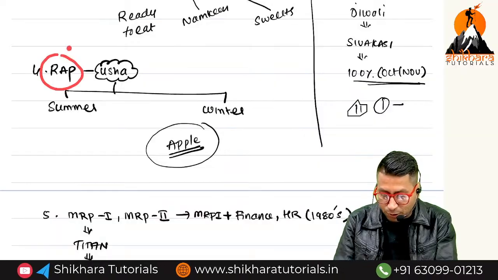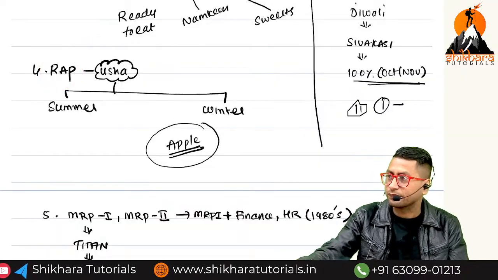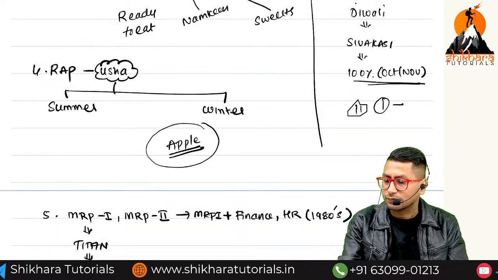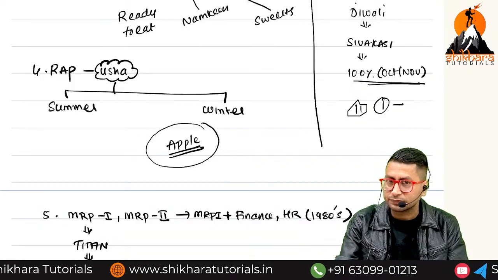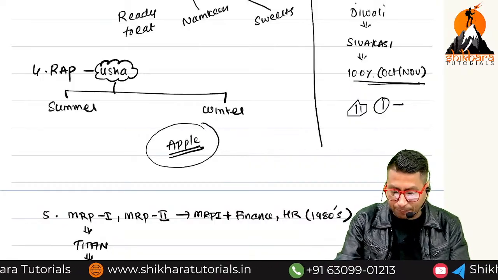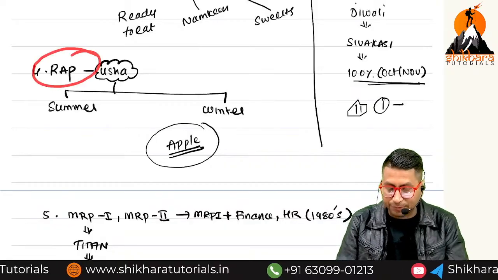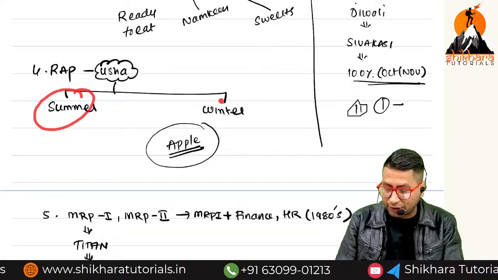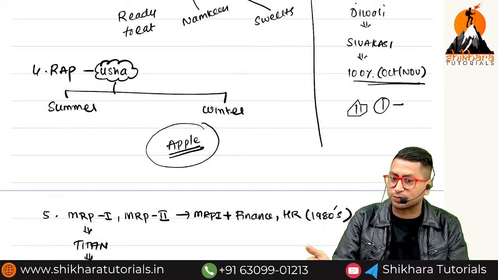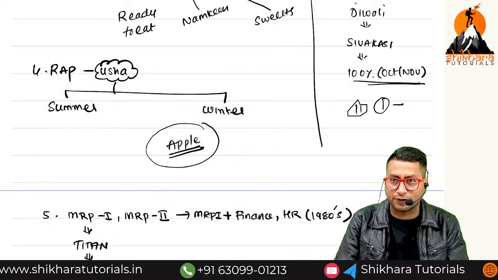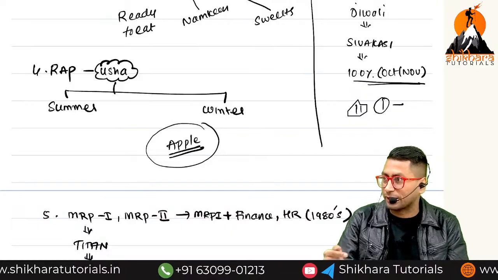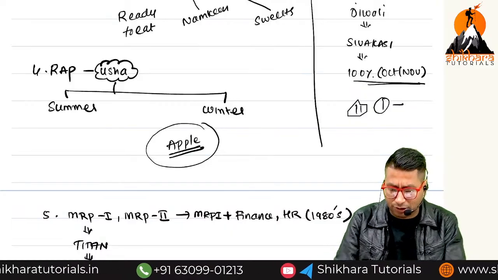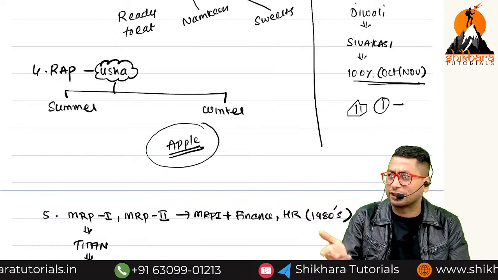Then we have discussed what? RAP. What is RAP? Resource aggregate planning. In resource aggregate planning, example we have taken of Usha fans, right? Summer season and winter season. You think in winter season, just because demand is less, they will stop manufacturing? They will continue manufacturing. That excess and surplus stock they will sell in the month of February, March, April, whenever summer season starts.